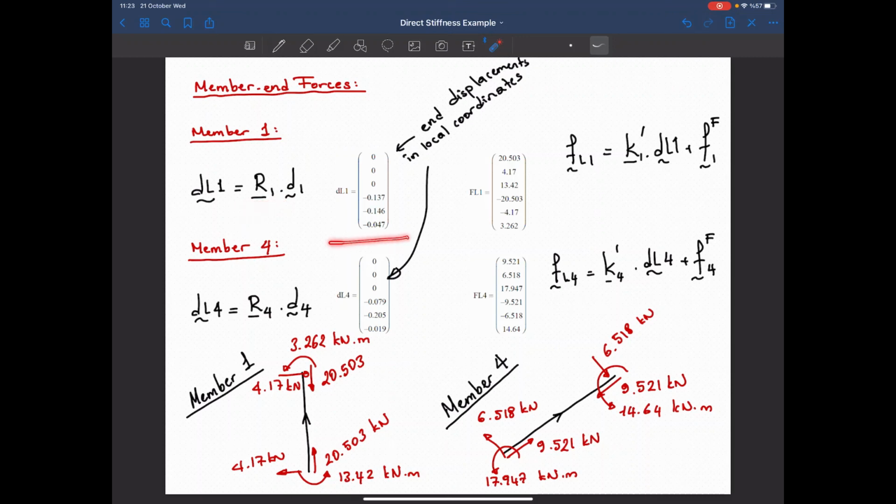Once we obtain the displacements in the local coordinates, we perform the following operation: multiply the displacements in the local directions with the element stiffness matrix in the local directions, and then add it with the fixed end force vector that will give you the member end forces. And that's the procedure, the full procedure of the direct stiffness method. And we use computers, and we do the same thing for every structure.